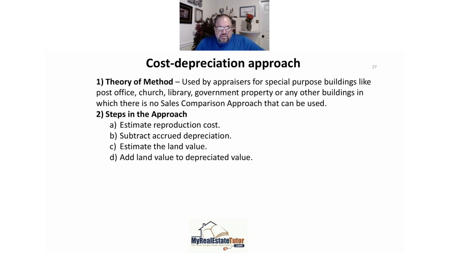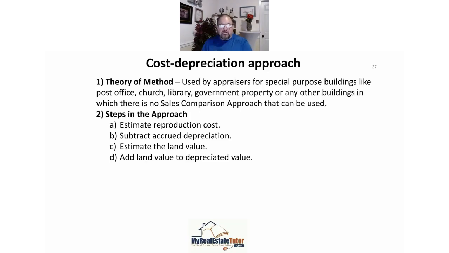All right, so let's take a look at this. All right. In theory, this is used by appraisers, again, for special purpose buildings. You've got a building, and then you got the site improvement, right? You got the land. They already separated it for you, okay? Again, post office, churches, government buildings. This is the type of building that an appraiser will use. An appraisal method will use to appraise these type of buildings. Now, the step method that the appraiser does is they're going to estimate the reproduction cost, which is the square footage times a price per square foot to build it.